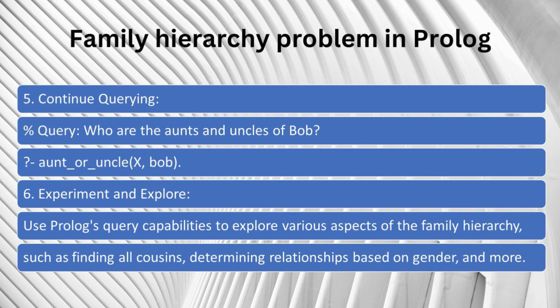Next is experiment and explore. Use Prolog's query capabilities to explore various aspects of the family hierarchy such as finding all cousins, determining relationships based on gender and more. Remember that the specific facts and rules you define will depend on the details of the family hierarchy problem you are working on. By iteratively defining facts and rules and querying the knowledge base, you can navigate and solve various family hierarchy problems in Prolog.